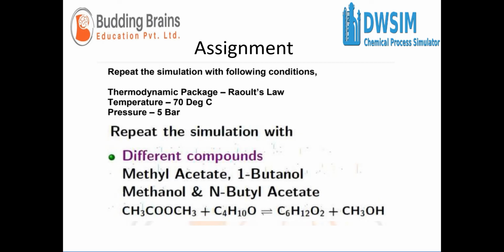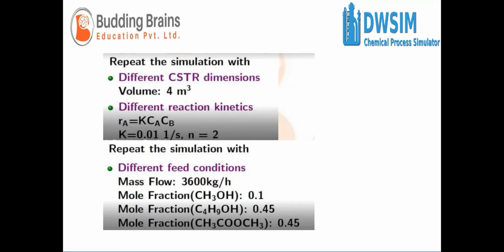In this example, methyl acetate and butanol react to form methanol and n-butyl acetate. So the package given to us is Raoult's law, and you also have the CSTR dimensions, the reaction kinetics, and the process conditions. So you can simulate the CSTR in DWSIM.